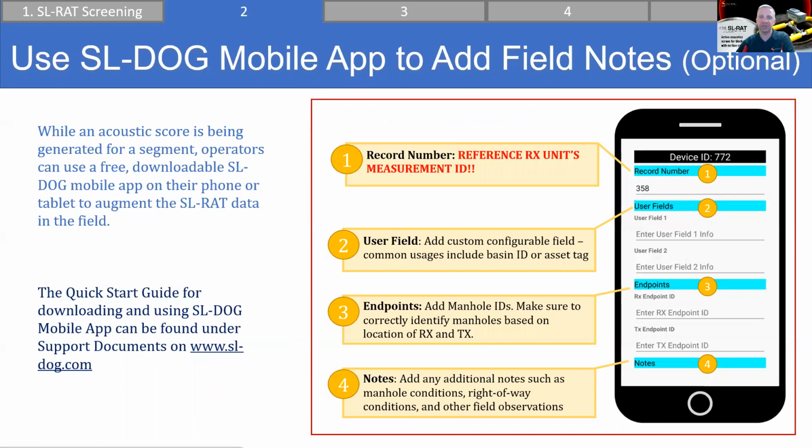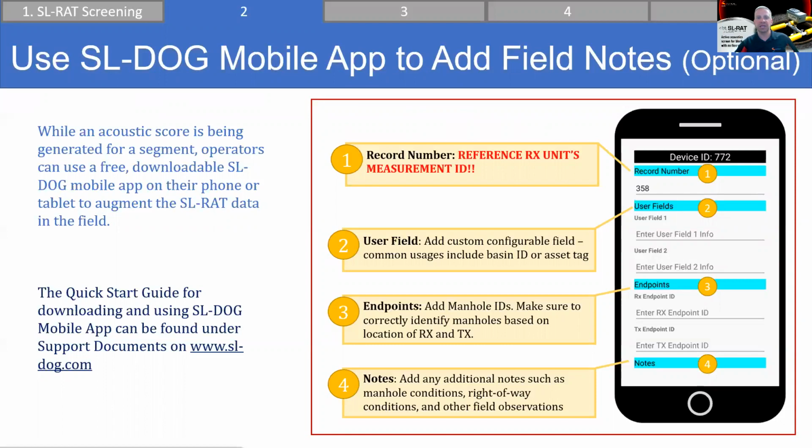After an acoustic score is generated, or actually, more accurately, while you're generating an acoustic score for a segment, operators can use the free SLDog mobile app on your phone or tablet to augment the SLRAT data in the field. You can download the Quick Start Guide from your SLDog Web Portal under Support Documents. I'll cover that here in a second.